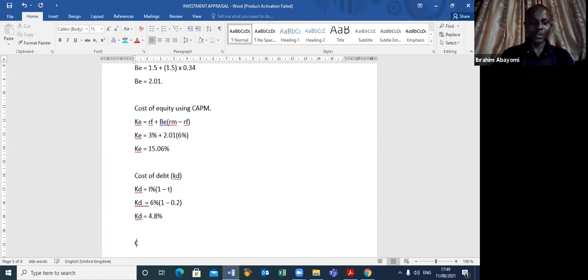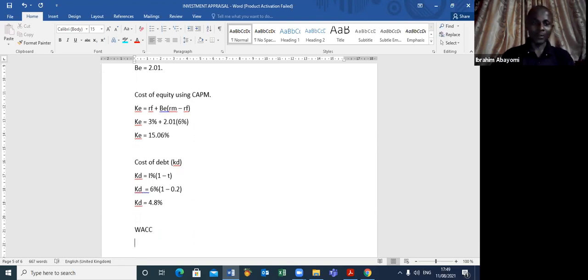Having gotten the cost of debt, we can now go ahead and compute our WACC. So our WACC would be equal to cost of equity times market value of equity all over market value of equity plus market value of debt, plus cost of debt times market value of debt all over market value of equity plus market value of debt.